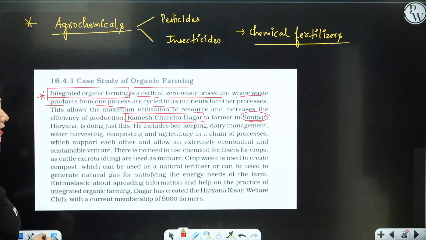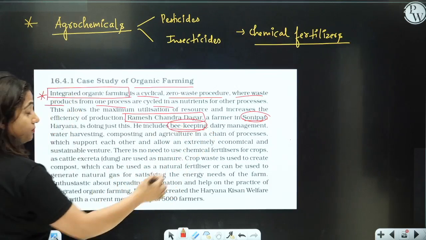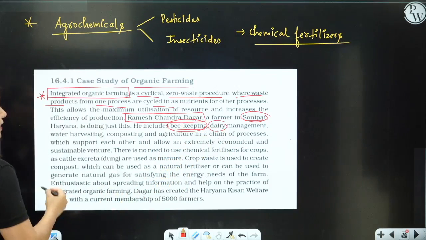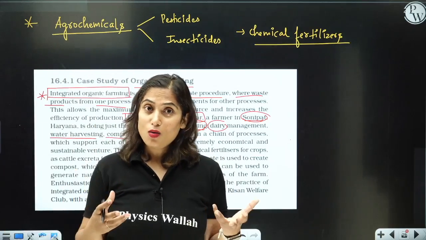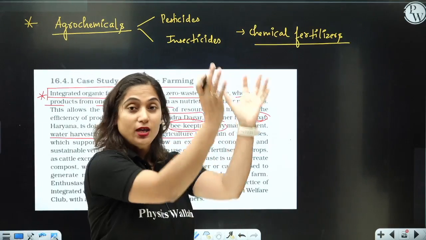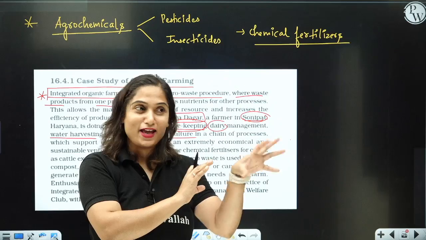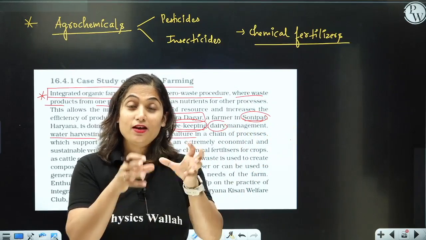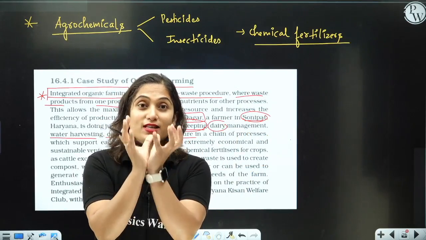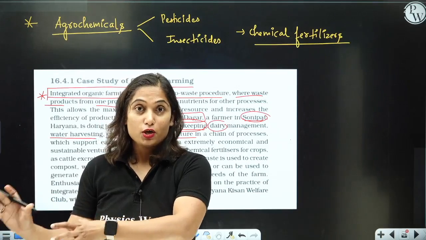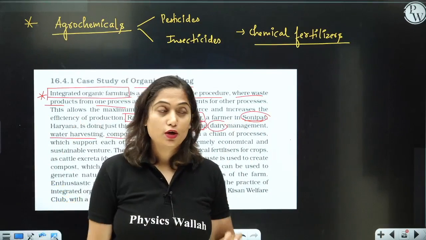So what he did, he reared bees, honeybees. Then he reared cattle, and did water harvesting, composting, and agriculture, right? So how did he integrate all these things? He reared honeybees, and these honeybees helped in the process of pollination. Then he reared cattle, cows and buffaloes. The cow dung from the cows and buffaloes was used as manure for the agriculture field. So this is integrated organic farming, where products from one organism can be used in the field of agriculture.